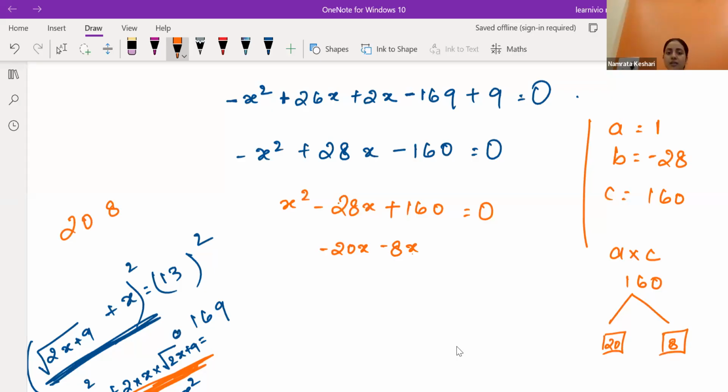x square minus 20x minus 8x plus 160. So from this one you will be able to continue.